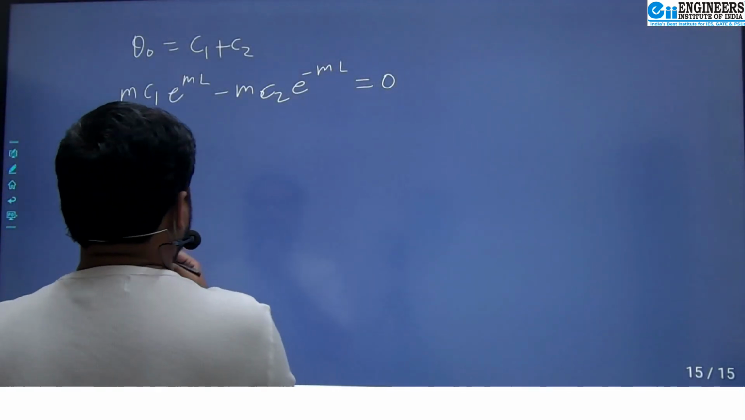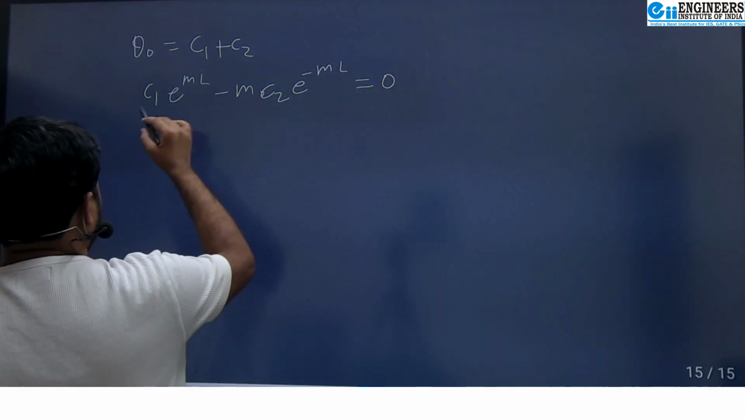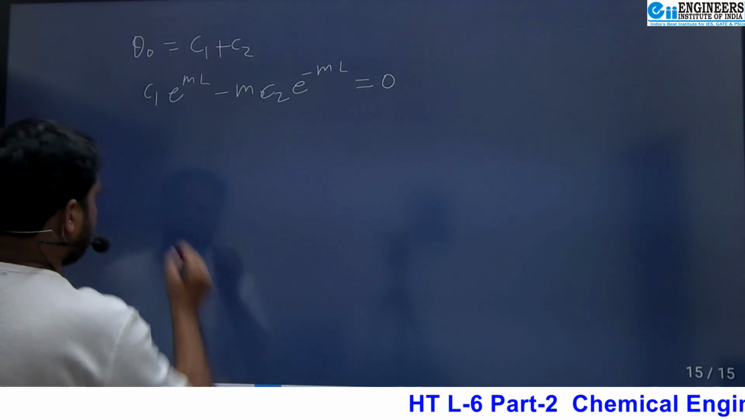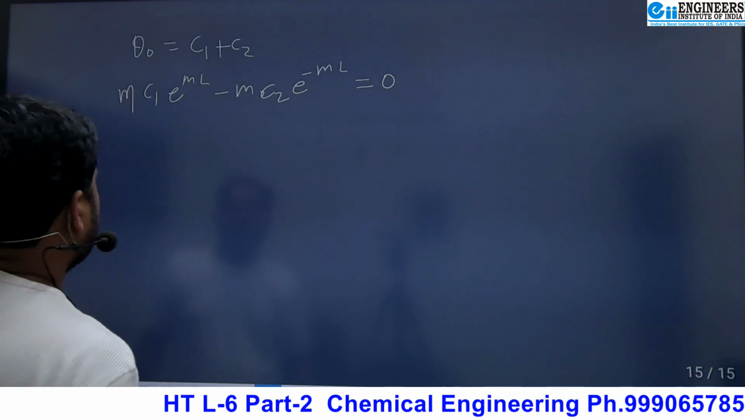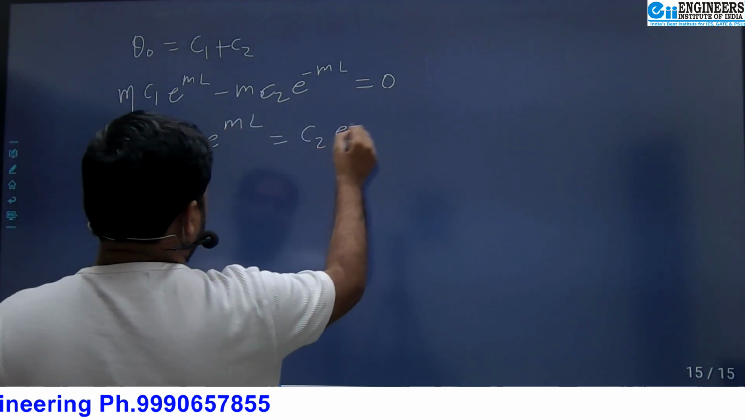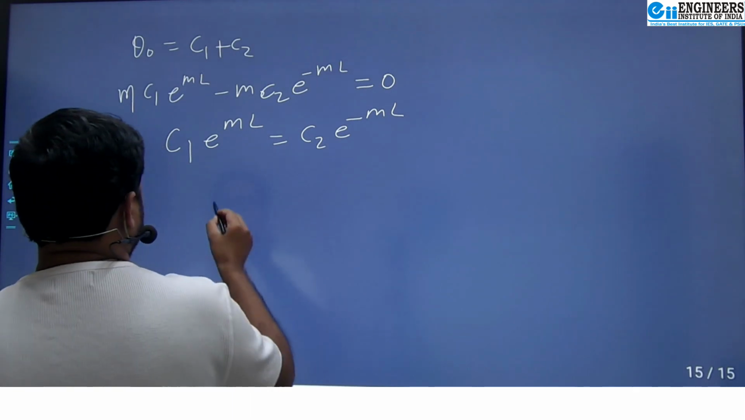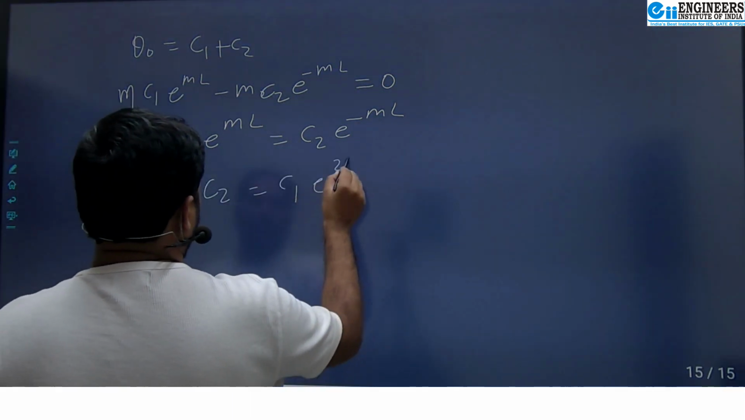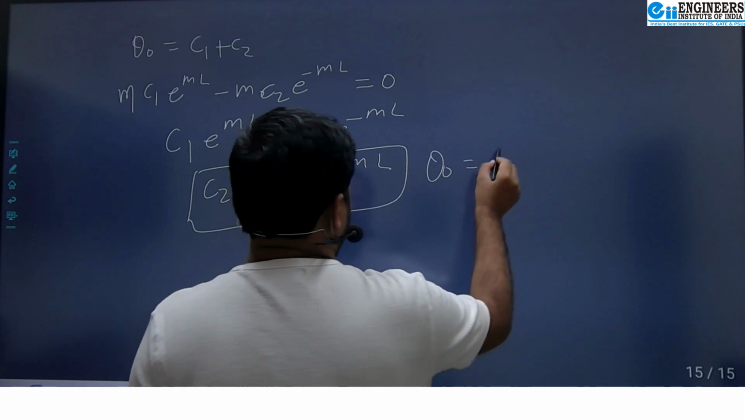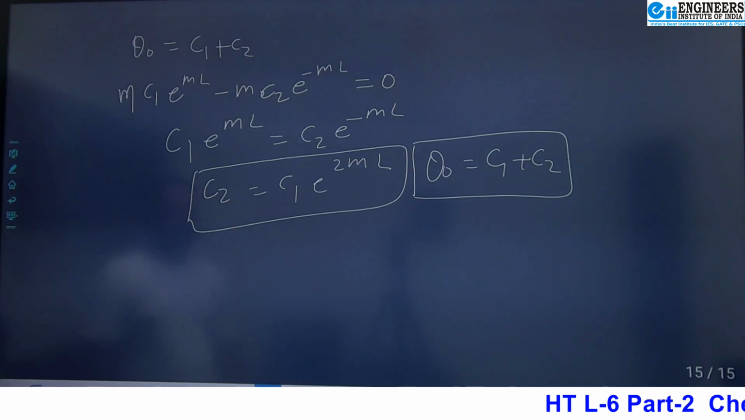Now we have to find out c1 and c2 here. Again in this case m got cancelled out on both sides, so we will simply find c1 e power ml equal to c2 e power minus ml, or you can say that c2 is c1 e power 2ml. And also we now know that theta naught is c1 plus c2. Using both equations you can find out c1 and c2.